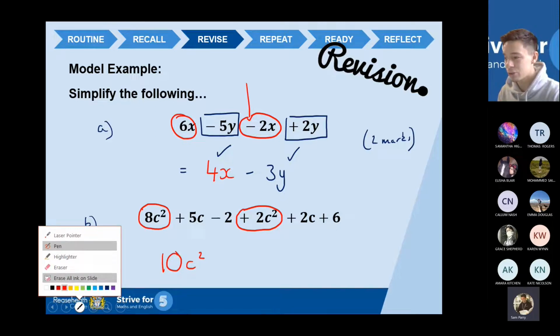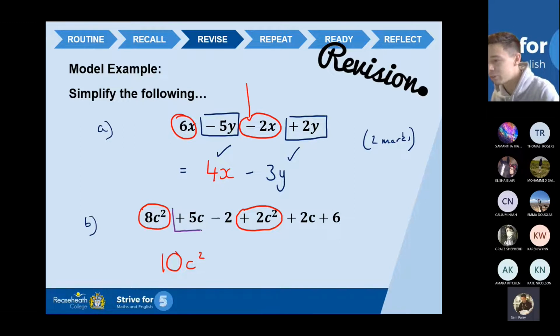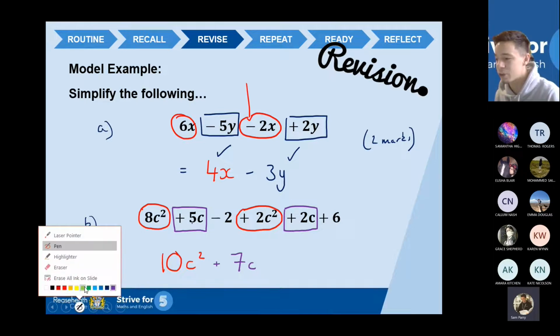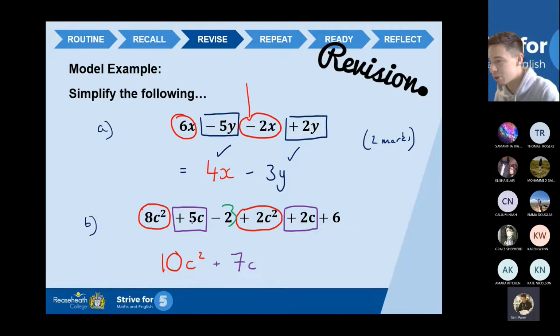Now let's go for a nice purple. So I've got plus 5c plus 2c. Well, 5 add 2 is 7, and it's going to be plus 7c. Final one that I've got, we'll go for green. I'll put a little cloud around this, is minus 2 add 6. So minus 2 add 6 is plus 4. And there we go. So there's where we've got 3 different groups.